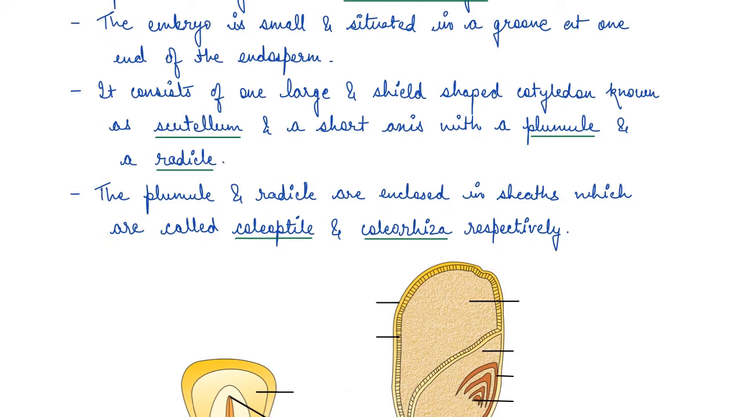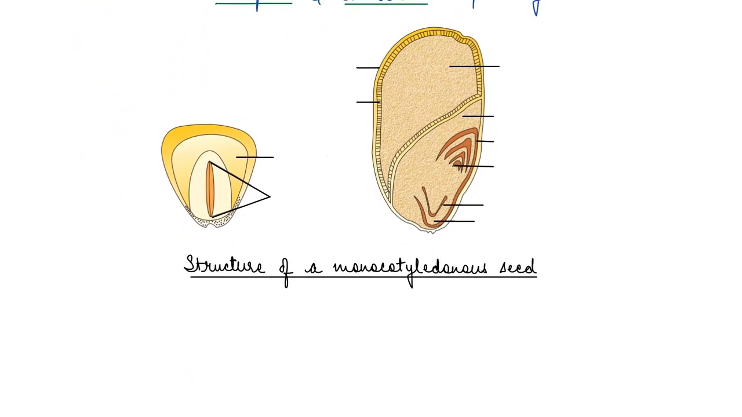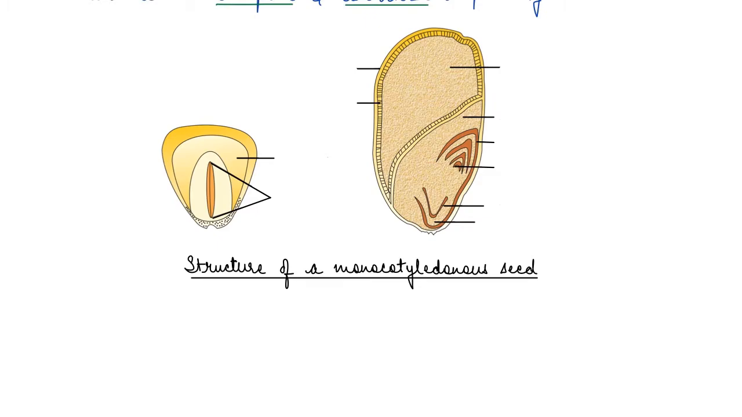So let's see the structure of a monocot seed now. Here, this is the seed. Now see, the endosperm is quite enlarged, right? And it basically stores the food. It is quite bulky. And inside is the embryo, right? Now, if I see the other diagram, the outer layer is the seed coat and it is attached with the fruit wall as we studied, right?